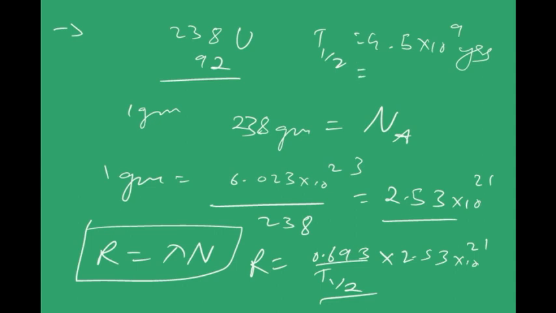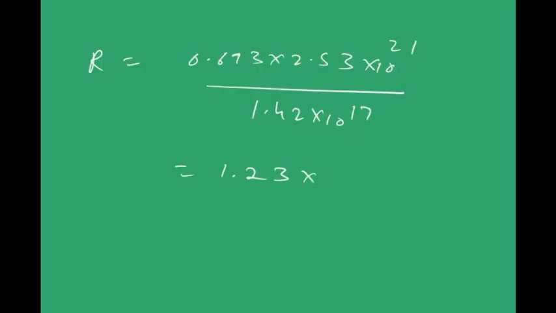So when you convert into seconds, it will be 4.5 into 10 power 9 into 365 into 24 into 3600. That will be 1.42 into 10 power 17 seconds. Put this value for t half here. So it's going to be 1.23 into 10 power 4 disintegrations per second or becquerel.